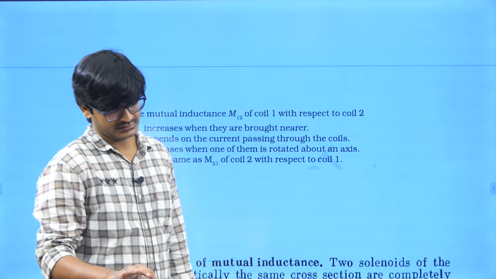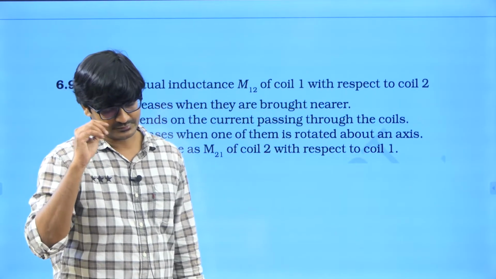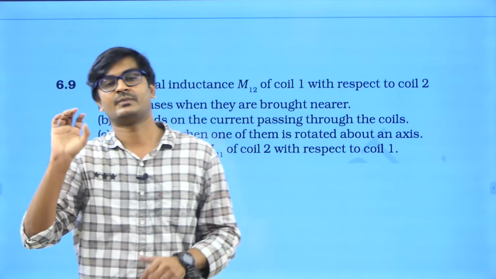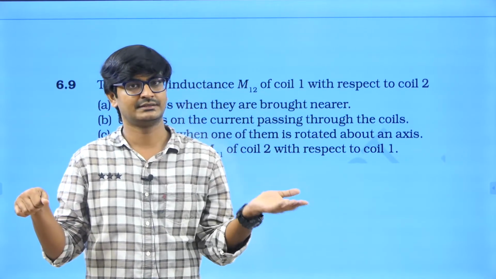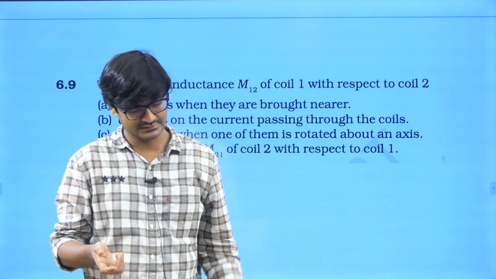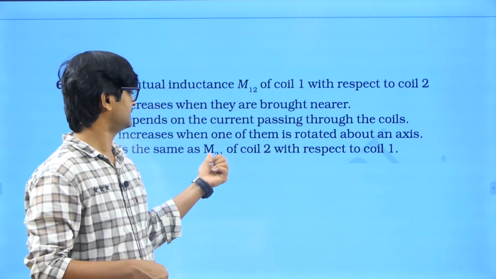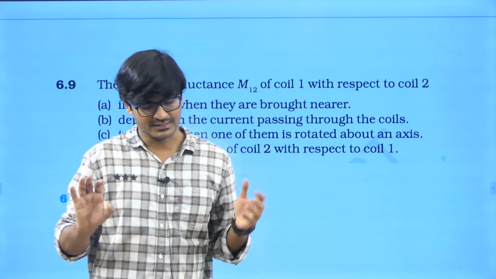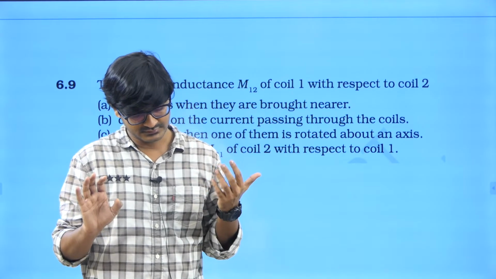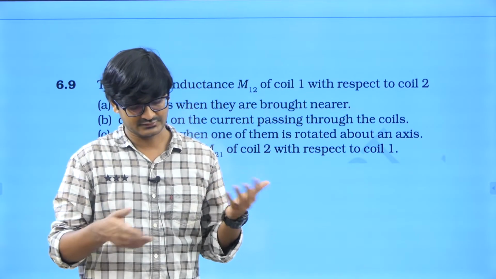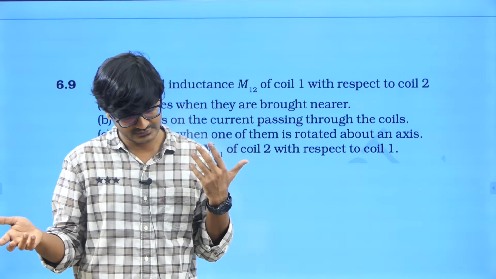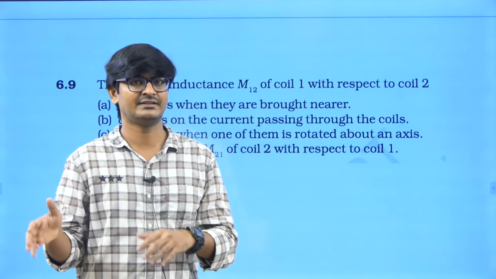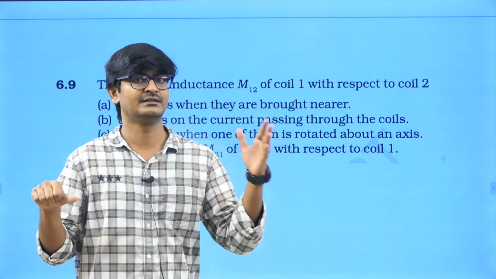Okay, the next question. The mutual inductance of coil 1 with respect to coil 2. The meaning is, if you pass current through the first coil and find the flux through the second one, that proportionality constant. And if you look at the last option, the last option says M21. The meaning is, if you pass the current through the, okay, whatever. So yeah, you can go with respect to coil 2. You can take one definition as: pass the current through the first loop and find the flux through the second loop.